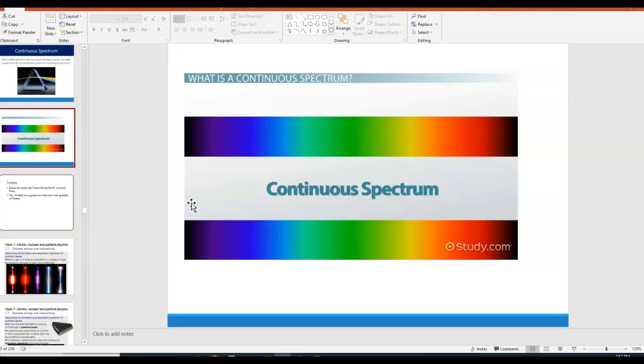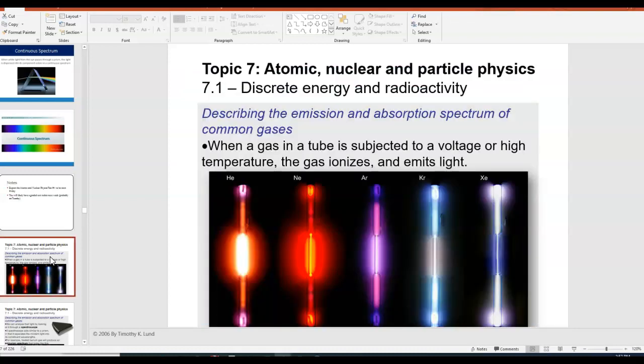That's not anything to do with atomic spectra yet. Here's where the atomic spectra come in. It was discovered, hundreds of years ago, that if you take a tube of gas and you either heat it up to a high temperature, you burn it, or you run electricity through it, the gas actually glows, it ionizes, and it emits light, and it begins to glow.